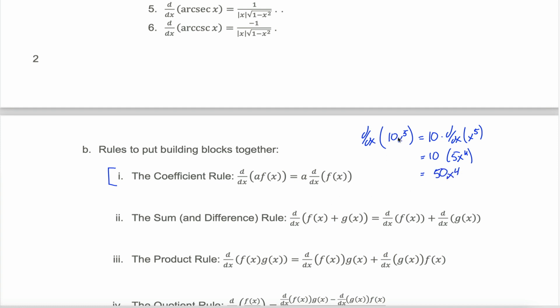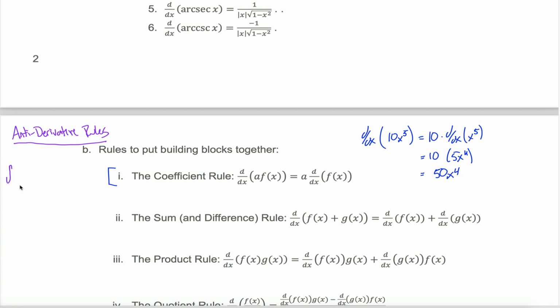Well, if we can ignore coefficients when we're taking derivatives, it kind of makes sense that we should be able to ignore coefficients when we're taking antiderivatives. Right? If the derivative of 10x to the 5th is 10 times the derivative of x to the 5th, then the antiderivative of 10 times 5x to the 4th will just be 10 times the antiderivative of 5x to the 4th. Just like we have the coefficient rule for derivatives, we have a coefficient rule for antiderivatives. And it works in almost the same way.